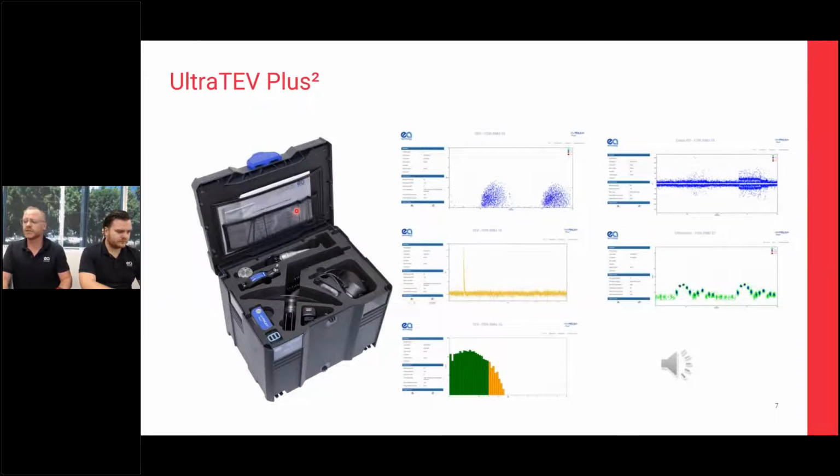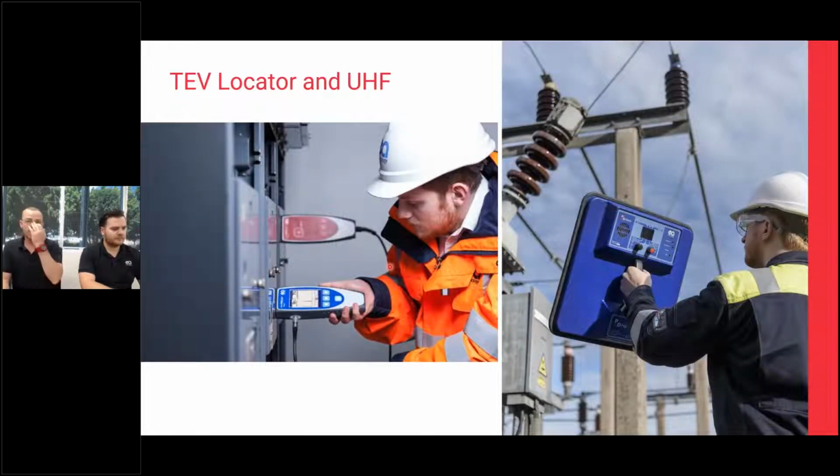Now the UltraTEV Plus 2, all of those accessories and all of those tests can be run with this instrument here. This is the box that it comes in. These are the types of activity and data that you can record with it. You can record sounds, you can capture phase plots, you can record cable PD, ultrasonic PD, TEV PD, you can look at waveforms, you can see the speed of the pulses, you can look at histograms, and you can also record UHF data as well. So that is our main instrument, and that's why we talk about it the most.